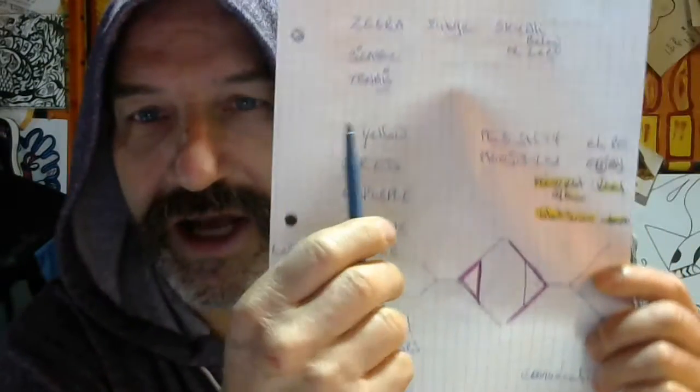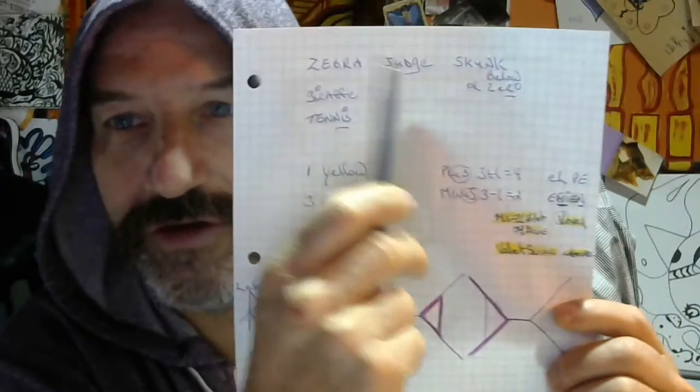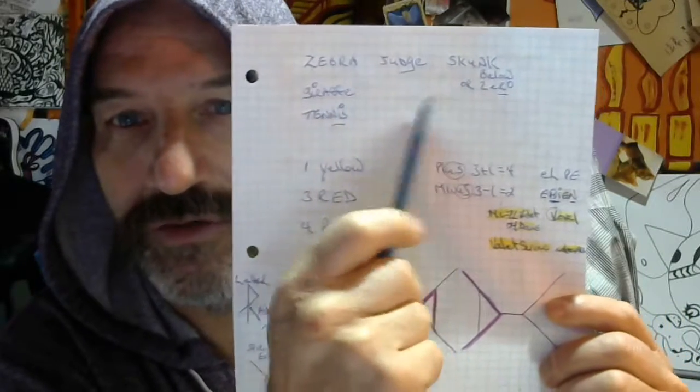God didn't say he's making rainbows. So that's what I want to say right now. I think there's a little bit more I want to add into this video. The zebra, the judge, the skunk, below zero, giraffe.